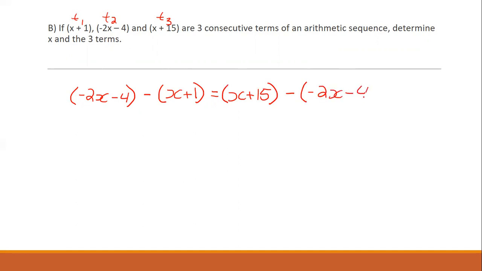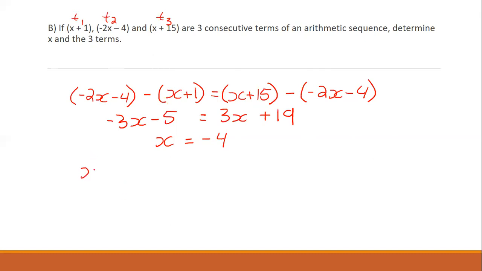-2x minus 4. Right, so now if we go ahead and expand our brackets and collect like terms, we should get -3x minus 5 is equal to 3x plus 19. Solving for x, we should get x is equal to -4. And now what is x? Well, x we can just sub into our question and solve for our three consecutive terms, right?